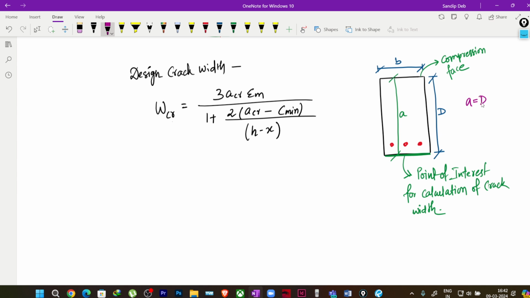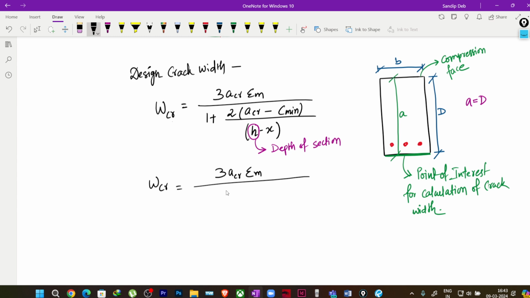Now here, this h which is mentioned in our code, this h is nothing but the depth of the section. Okay, this h is nothing but my depth of section. So we can change this nomenclature from h to d for our better understanding, right? So let us start from here. So w_cr equal to 3 a_cr, one by one we will understand.